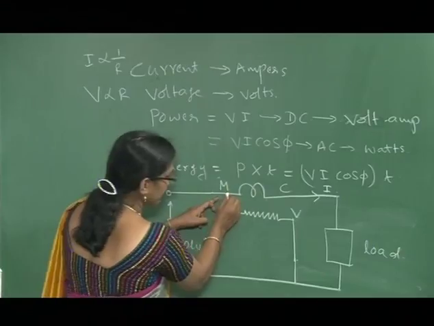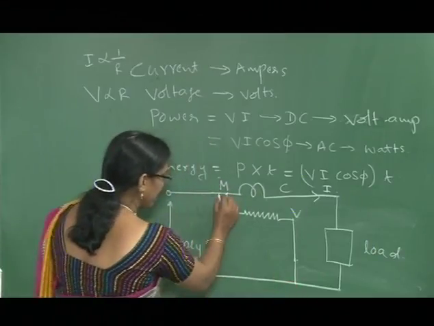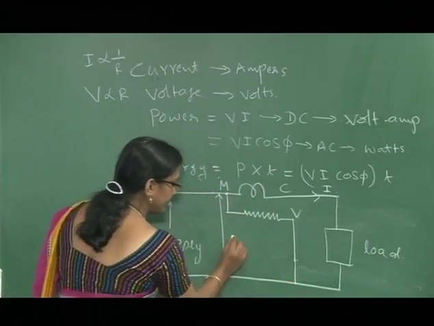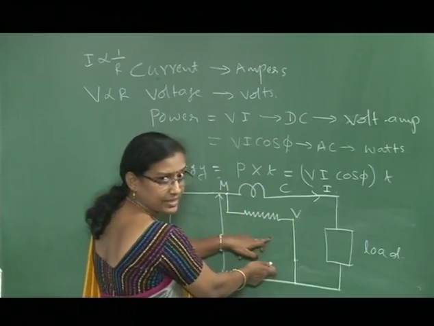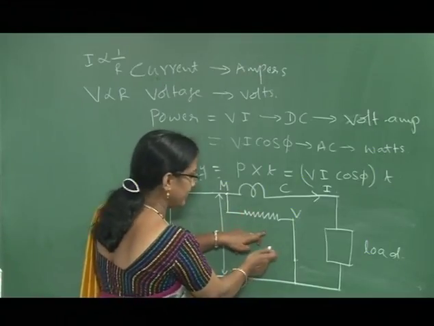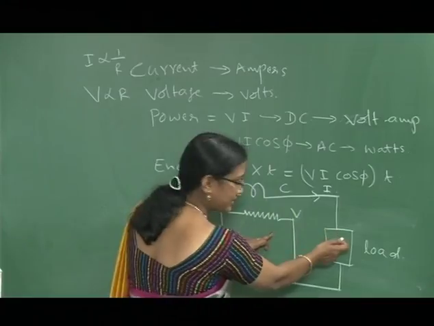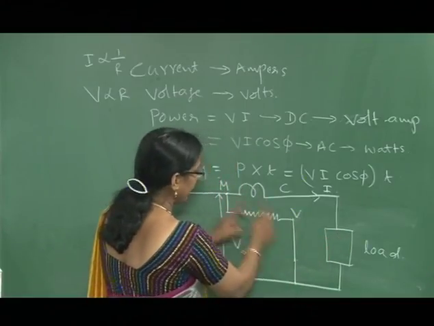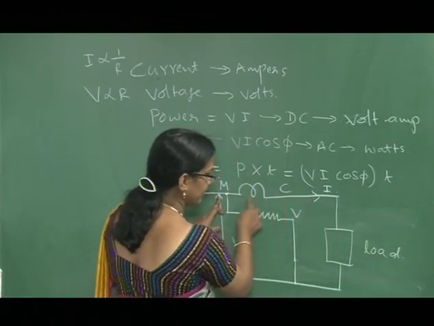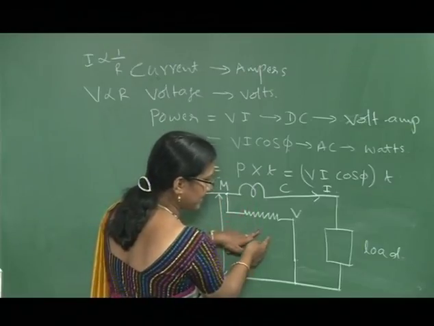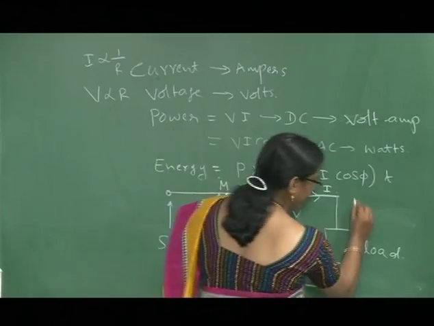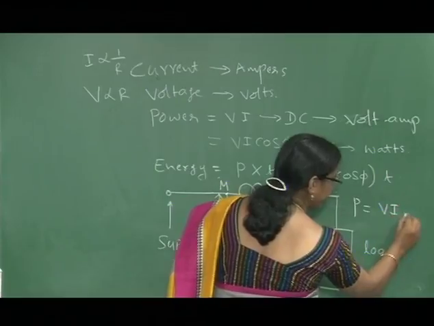Since you have connected this voltage coil across the load, the voltage across the load is the same as the voltage across the coil. In turn, you can measure the power consumed by this load by considering the current flowing through this current coil and the voltage across it, that is P is equal to V into I.